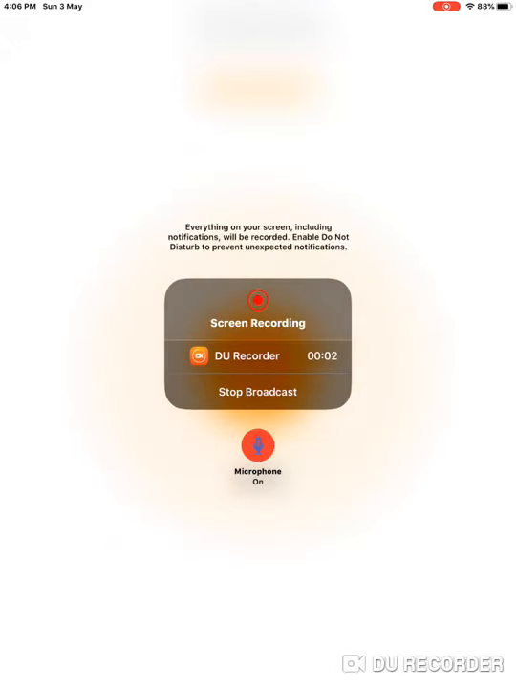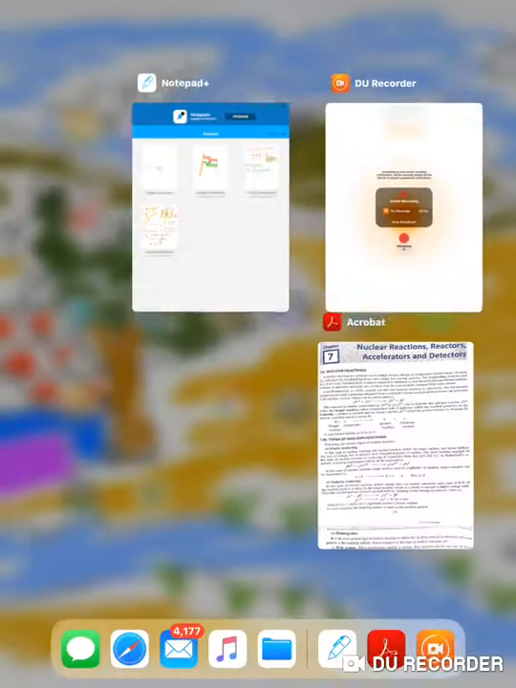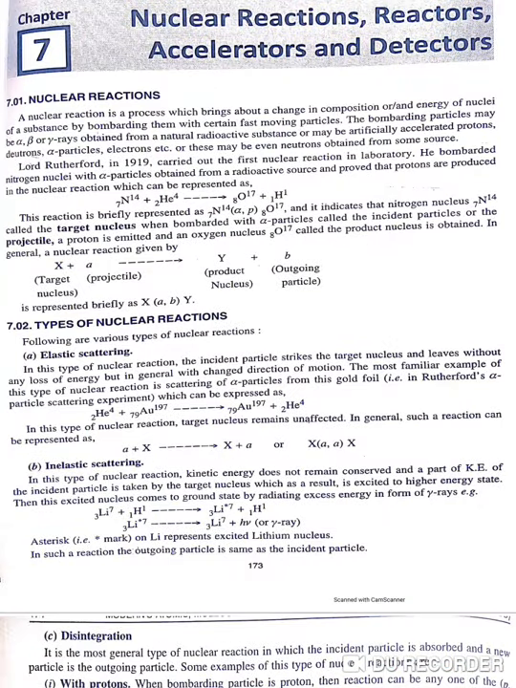Hello students, today we are going to start the last chapter of your course, and the last chapter contains nuclear reactions, reactors, accelerators and detectors. First and foremost, what is a nuclear reaction?